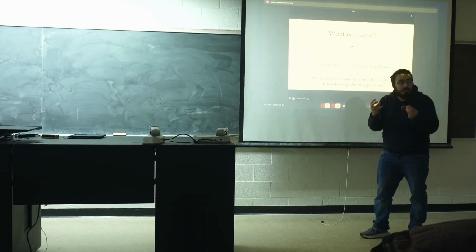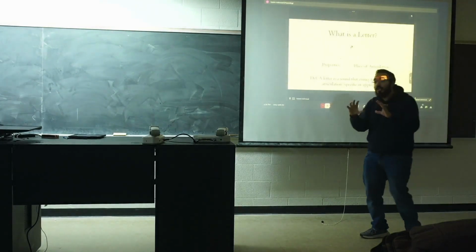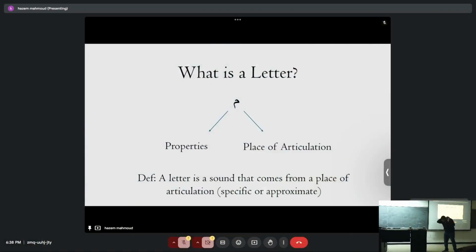How did our scholars phonetically characterize the science? Well, the way they did it is using these two things. They talked about a place of articulation and they talked about a property. So what did we say last time? We said a place of articulation is the physical parts of your mouth or throat that help you emit the letter. So you say qa, qa, qa.